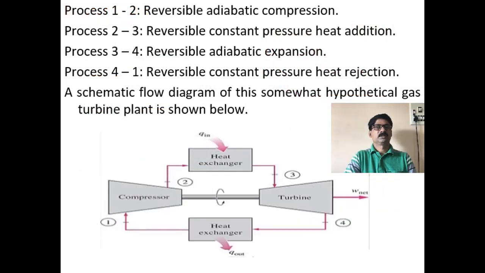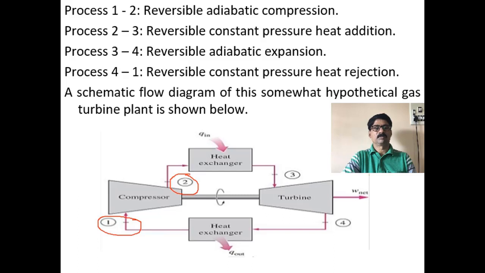So this is the explanation. Process 1 to 2 is reversible adiabatic compression, process 2 to 3 is reversible constant pressure heat addition, process 3 to 4 is reversible adiabatic expansion, and process 4 to 1 is reversible constant pressure heat rejection. In the schematic diagram, compression starts at point 1, so 1 to 2 is the compressor, the compression.